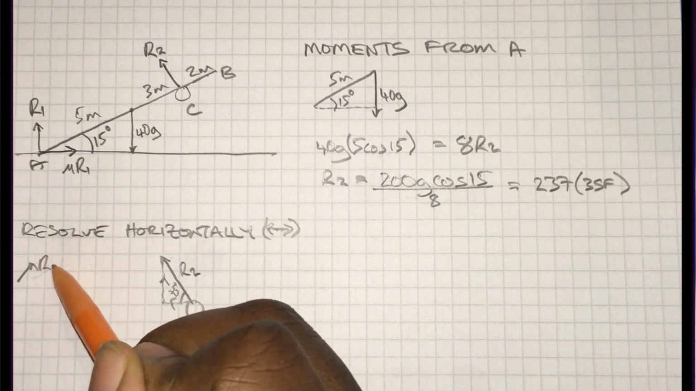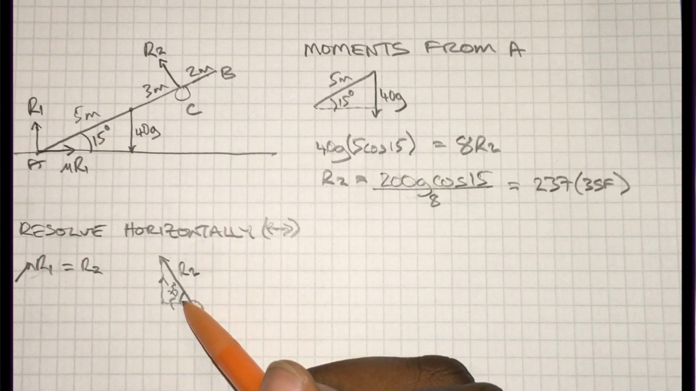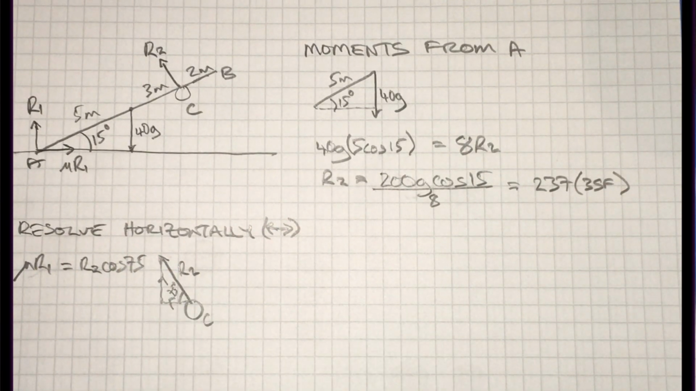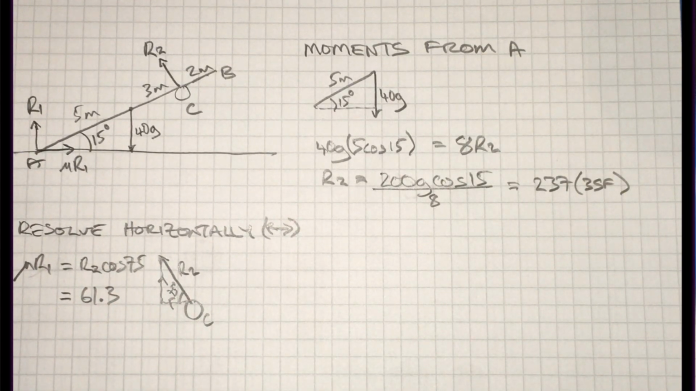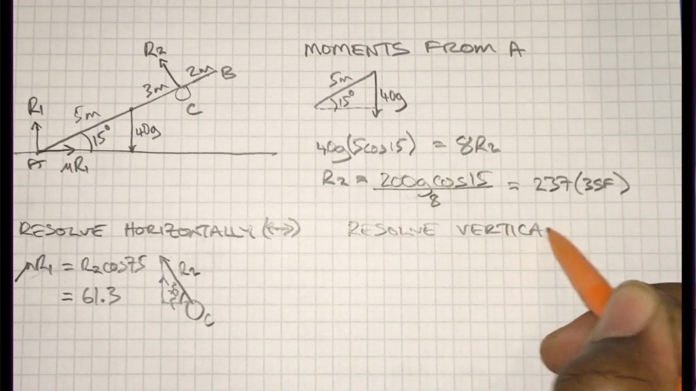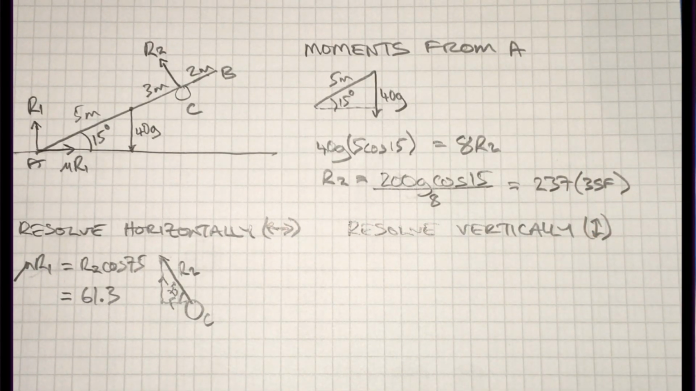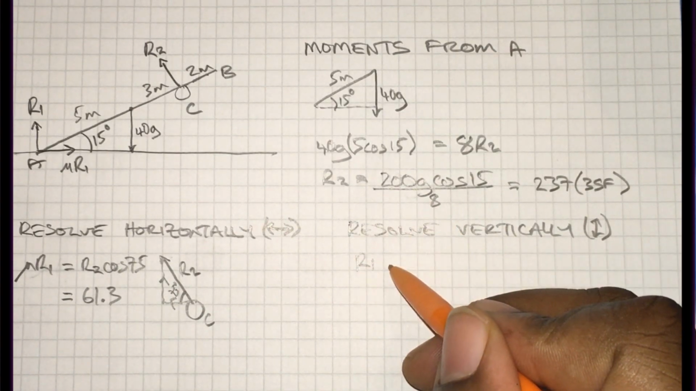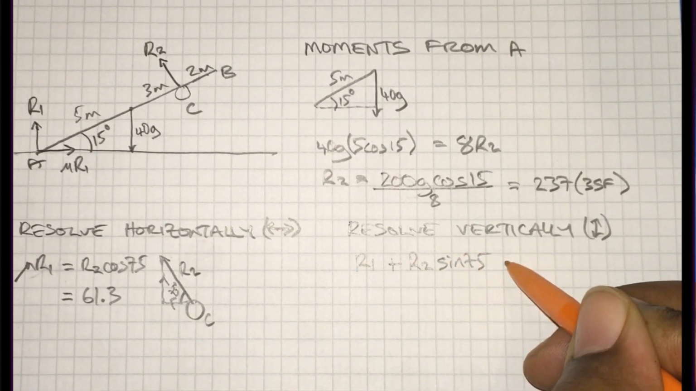Okay, so resolving horizontally, mu R1 must equal R2 cosine 75. So I've got an expression for mu R1, and of course we have a value for R2, so just calculating that to be 61.3 to three significant figures. Okay, let's go ahead and resolve vertically this time. We've already got a quick diagram, so we know the vertical component of R2. So R1 plus R2 sine 75 should equal 40G.